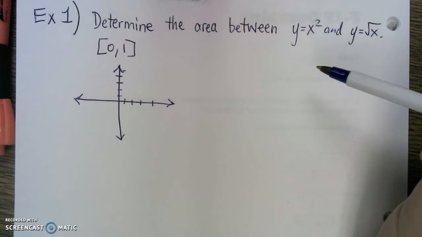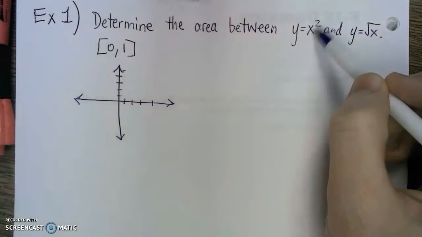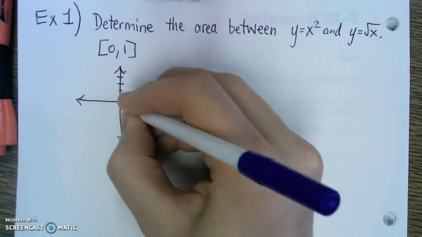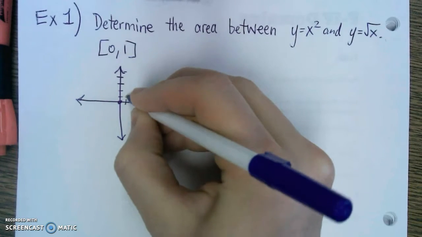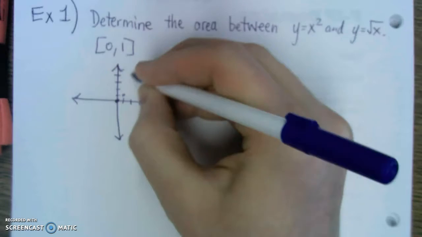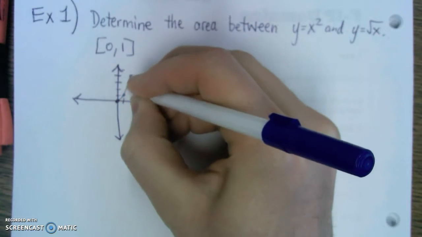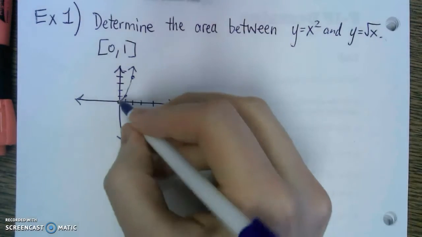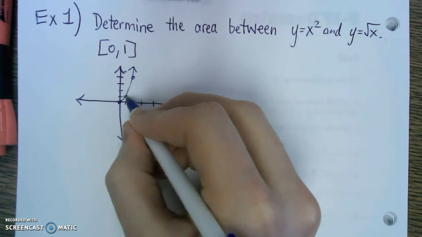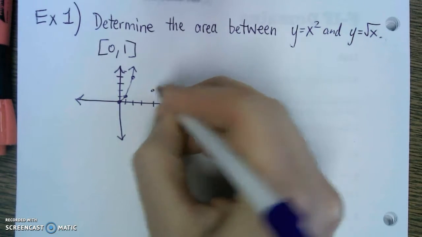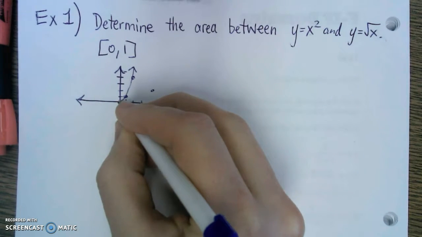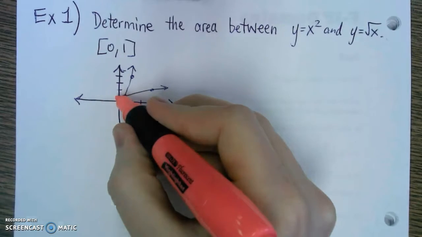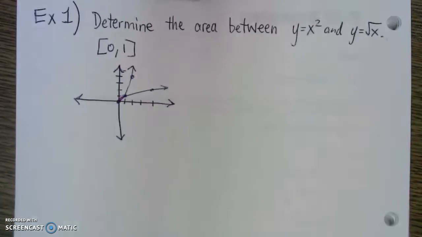So if we look at a graph of these, x squared from 0 to 1, we've got 0, 0, 1 squared is 1, and if we went further, 2 squared is 4. So there's our parabola. And then square root of x, we've got square root of 0 is 0, square root of 1 is 1, square root of 4 is 2. And so we've got this. And so they're wanting to know the space between the curves. So that little space right in there.